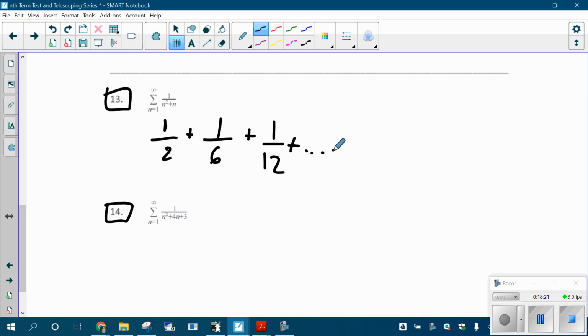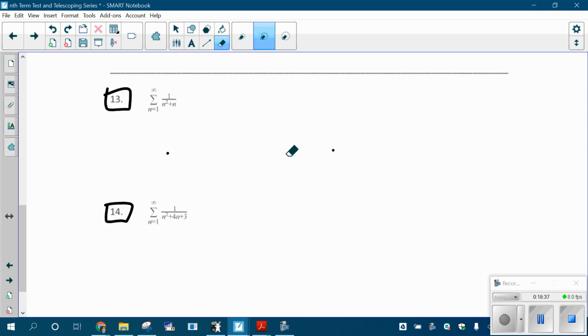This doesn't look telescoping. Nothing's canceling out. And you can tell by this format that it doesn't appear telescoping. But using fancy math, we can make this into a telescoping format where a bunch of stuff's going to cancel out.